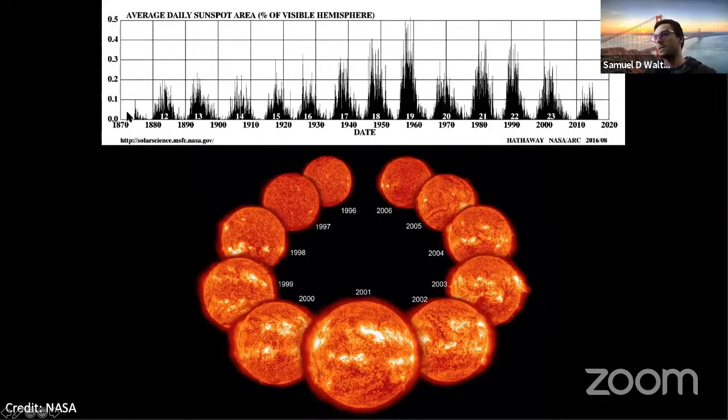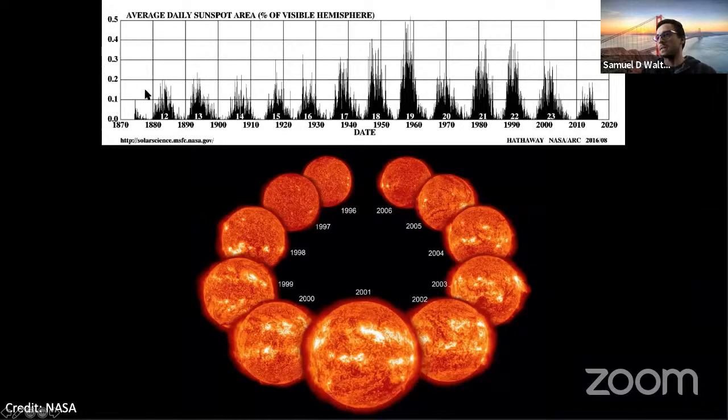As you can see, this chart up here is from the year 1870 all the way to 2017. It needs updating for 2020, but this shows quite simply the activity or the sunspot area on the sun, which corresponds to activity. So approximately every 11 years, we get this increase and decrease of activity.